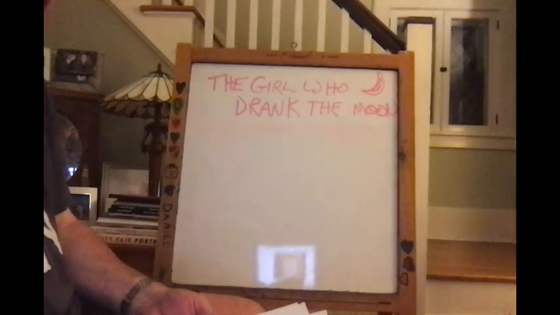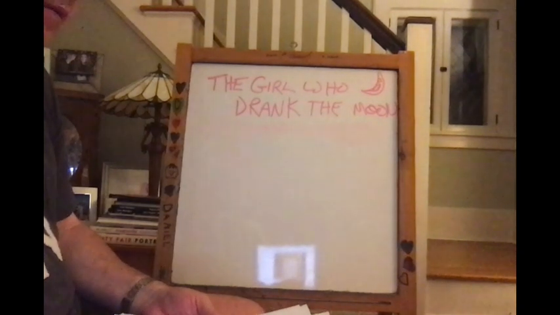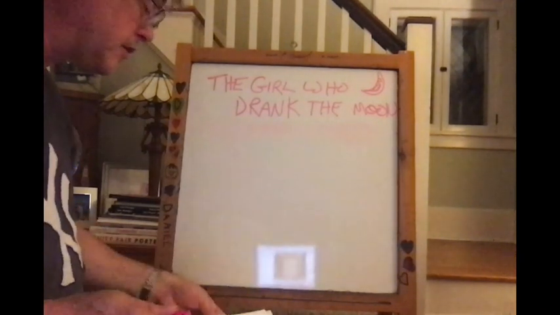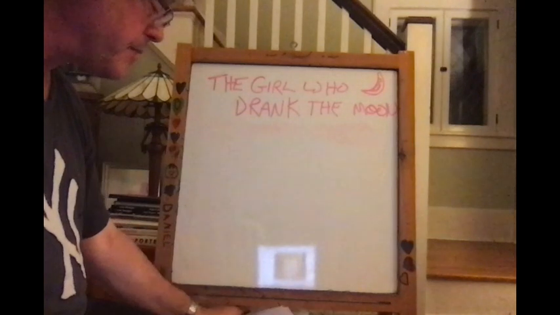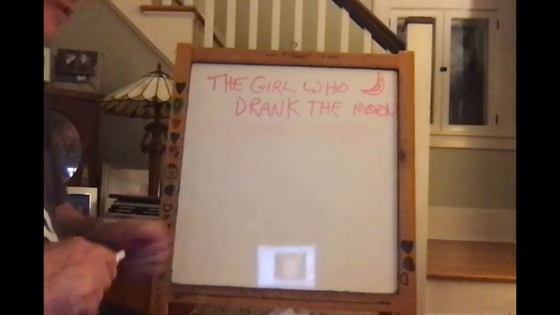All right, today we're going to continue our study of The Girl Who Drank the Moon. Yesterday we talked about plot, setting, characters. We made a story map. Does anybody remember the parts of the story map?